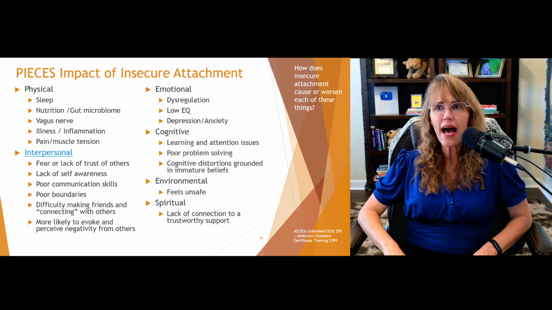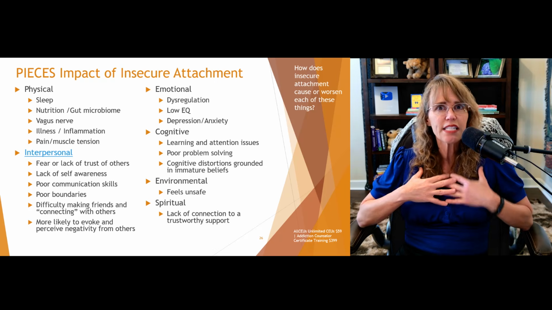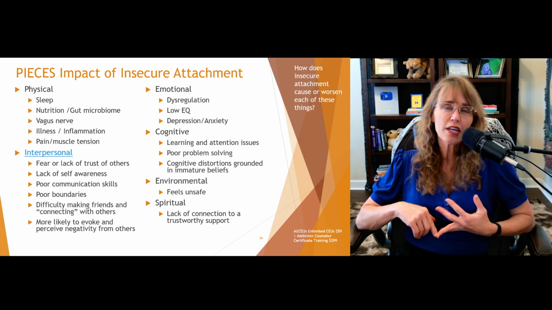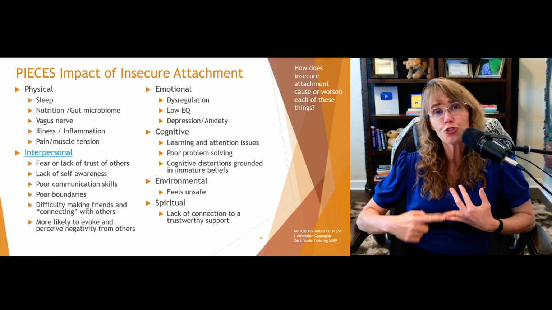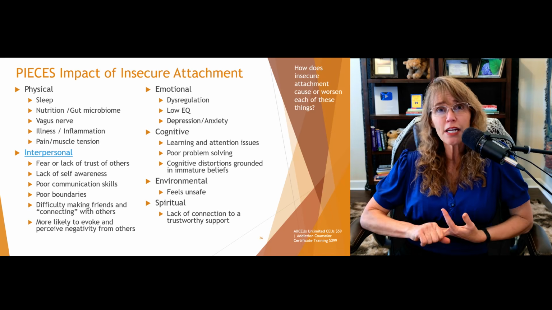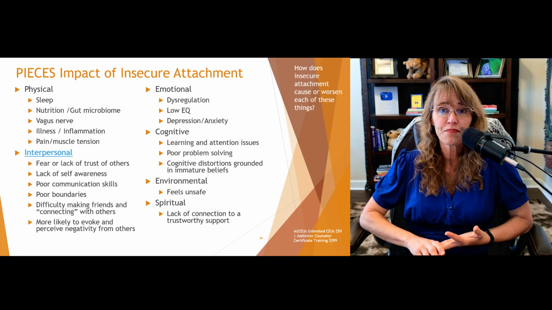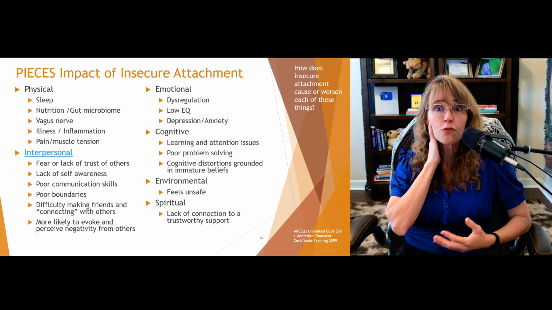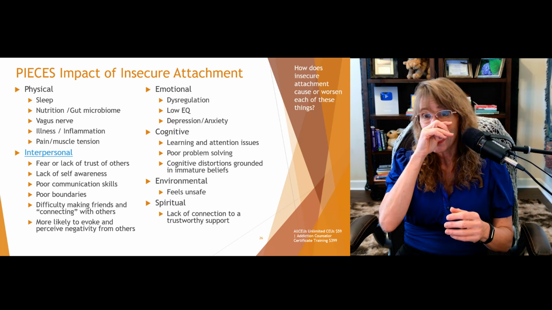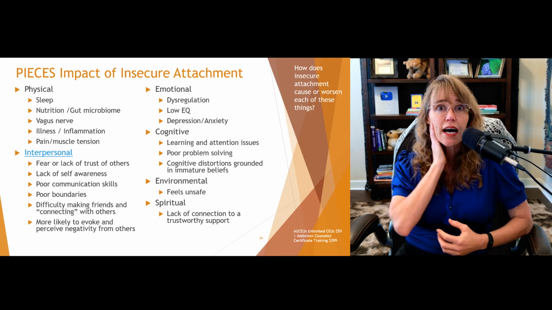In terms of the impact of insecure attachment, physically, when people feel unsafe, when they fear abandonment, they don't sleep well. Their nutrition usually isn't great, but even if their nutrition is good, their gut microbiome is a disaster, and they may not be absorbing the nutrients they need for health and well-being. The vagus nerve, if people don't learn how to activate that vagus nerve through that initial attachment relationship, then they may not learn how to downregulate, tolerate distress in adulthood.